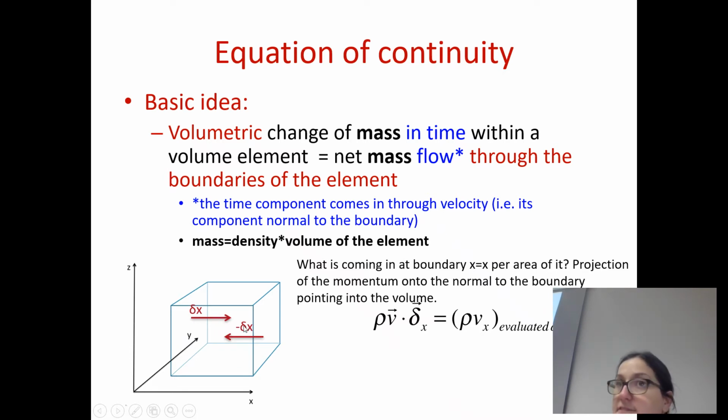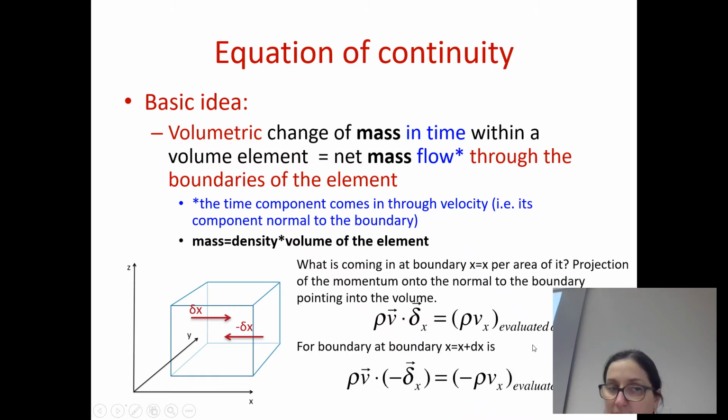On the other side, if I'm thinking of things coming in, well, to come in, I would have to have a direction that is minus delta x. Otherwise, I'm not coming into the box. Do we agree? I'm leaving it. Okay. So basically, on the other side, I'm going to have the same projection, but on minus delta x. Right? So it's going to be minus rho vx, but evaluated at x plus delta x. Are we okay with that?